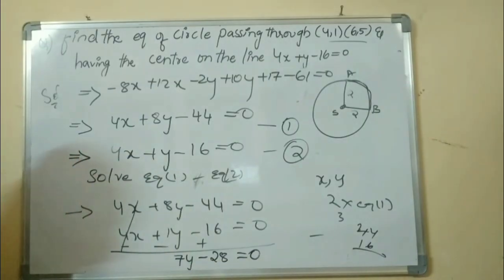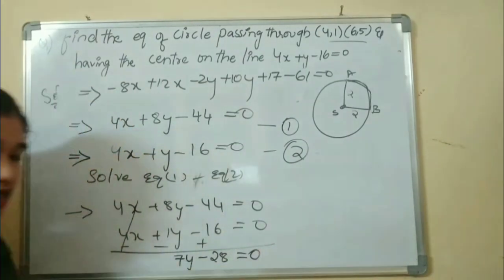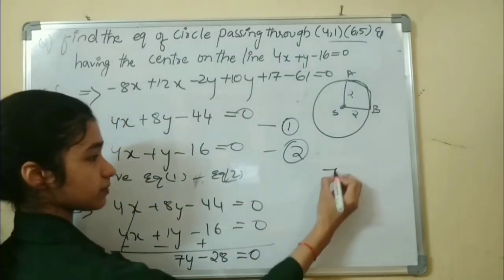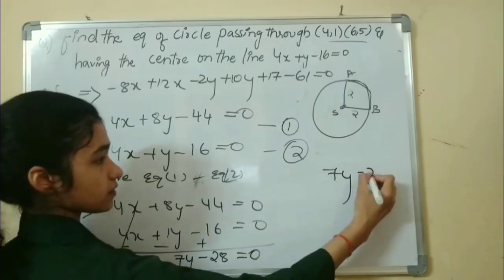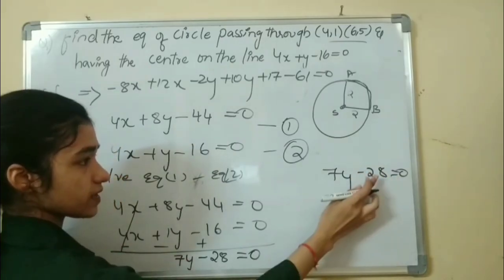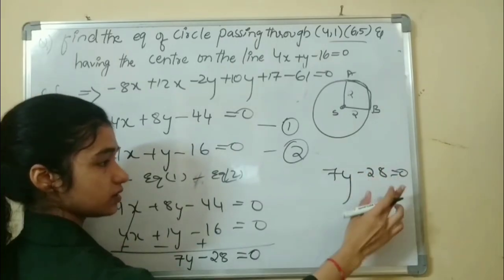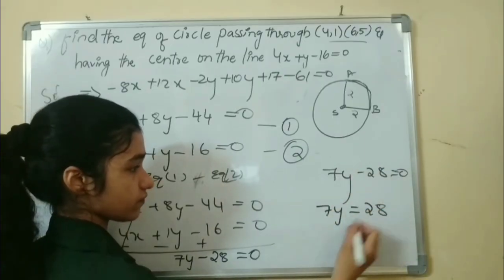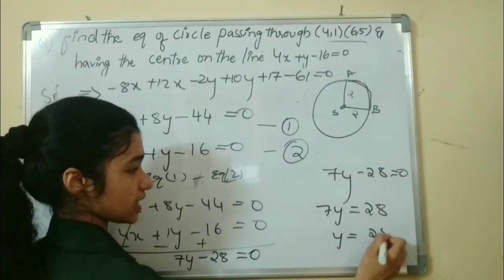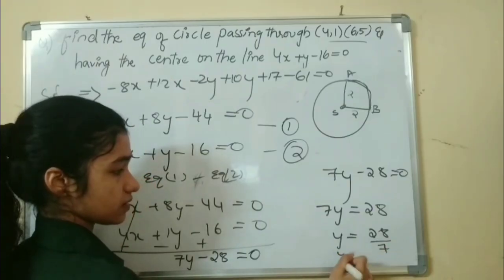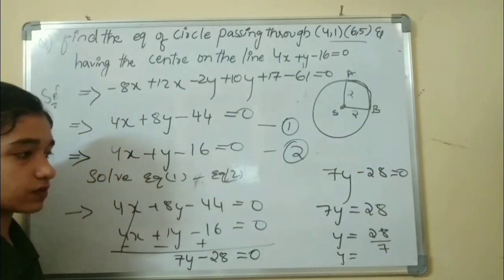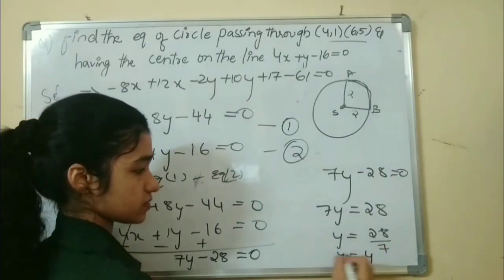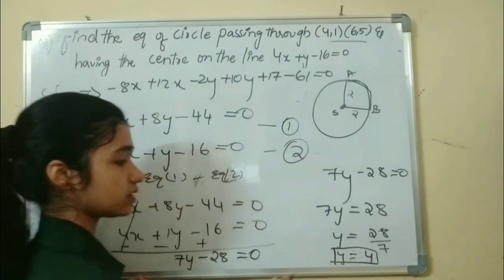So the simple thing we can do, as we have already done in the previous classes: 7y minus 28 equals 0. If we send 28 to the other side, it will be positive. y equals 28 by 7. 7 3s are 21, 7 4s are 28. So the y value is nothing but 4.